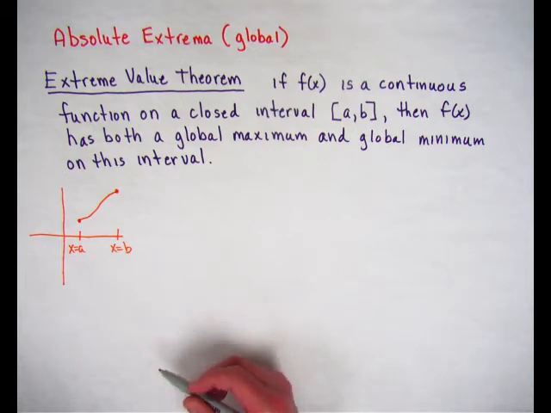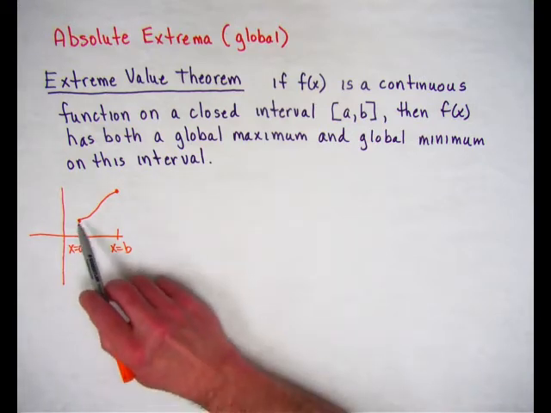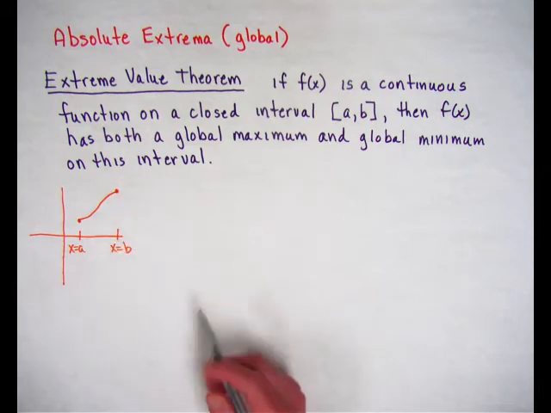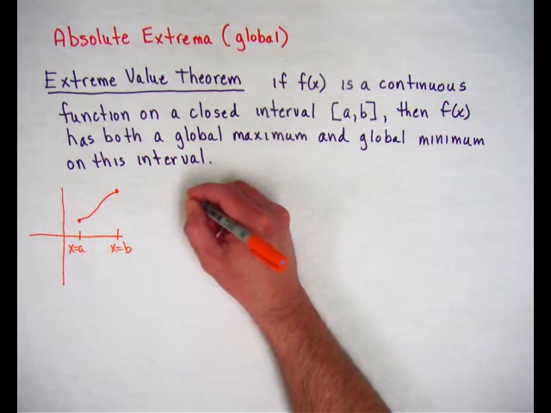That's really all absolute extrema means, is that on some interval between a and b, every graph has to have a highest point and a lowest point. In this case, the lowest point and the highest point would just be where the function begins and where it ends. These are called absolute extrema or global extrema.